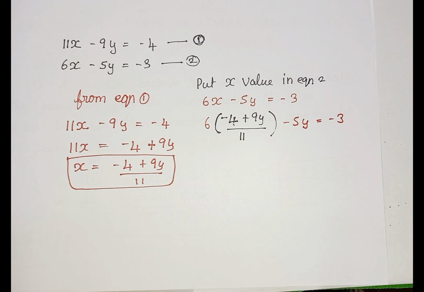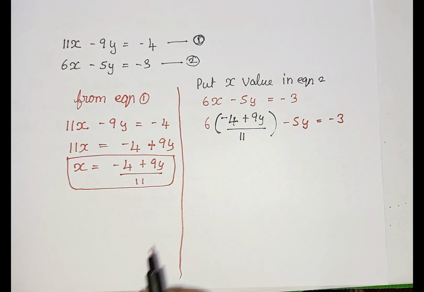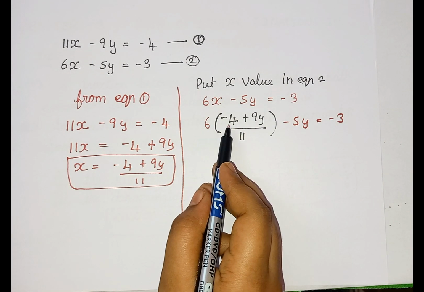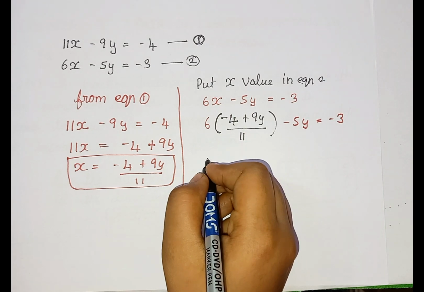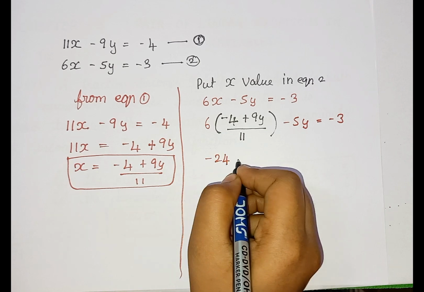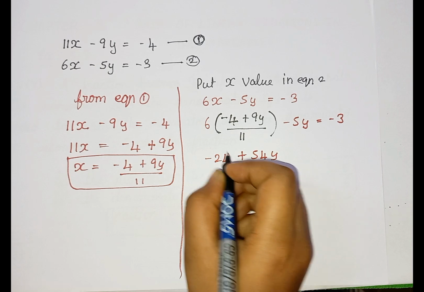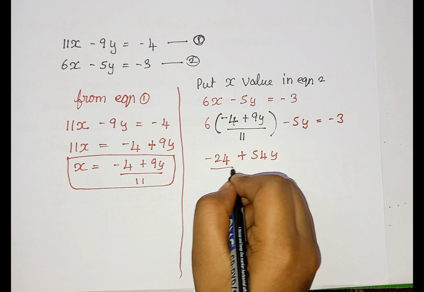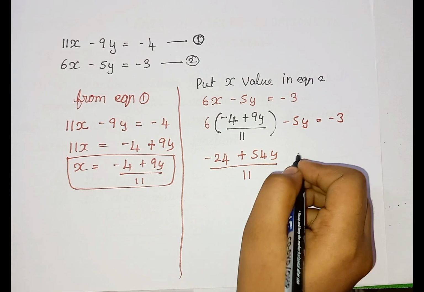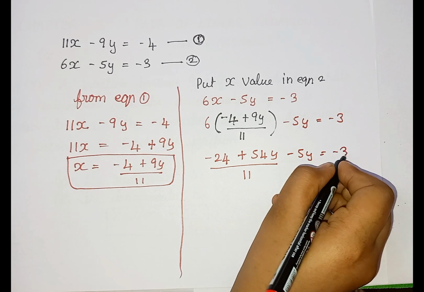Okay, so now what we can do is, one second, I'll just draw a line for your understanding. Here I'm going to multiply 6 into minus 4 and 6 into plus 9y. When I multiply them, I get minus 24 and then plus 54y. Why? Because 6 into 9y is 54y, and then divided by 11 as it is, and then minus 5y as it is equal to minus 3.